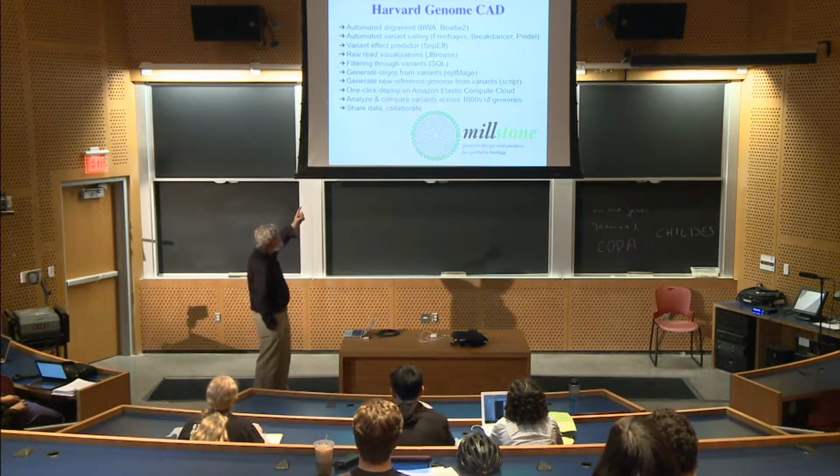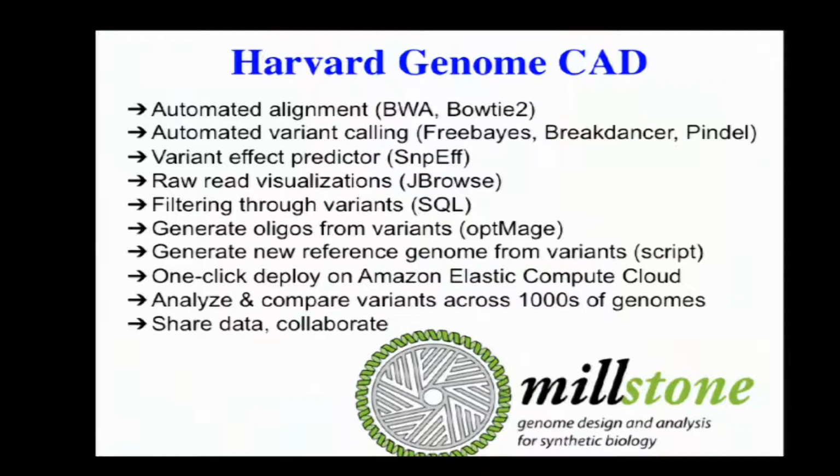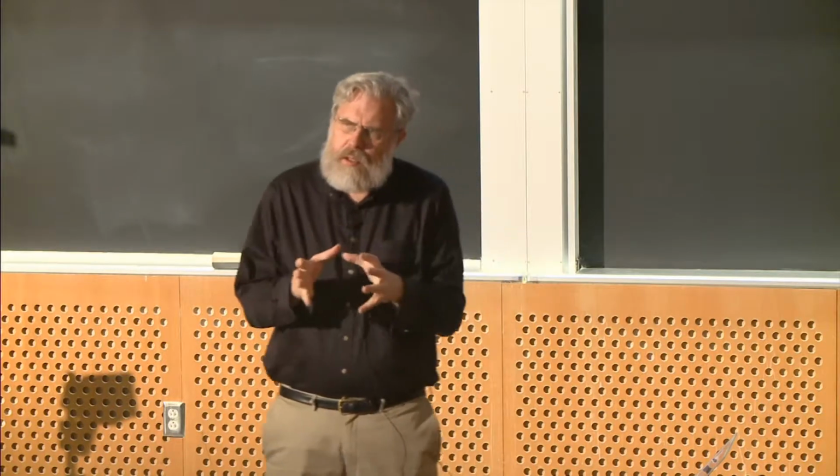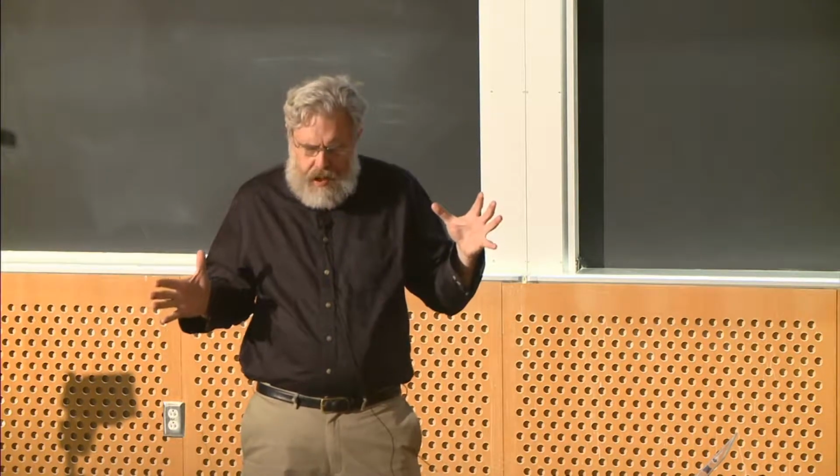Okay, good. So the point is, each of these things is integrated into this system we call Millstone, which is all about design and analysis. So it's this loop that goes around and around, as you'll see in just a moment. So we design it, we build it, we test it, we analyze it. Sometimes when you build it, you build a large number. You build a combinatorial set.